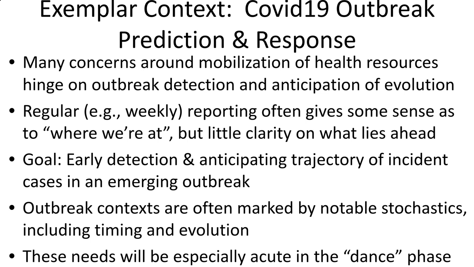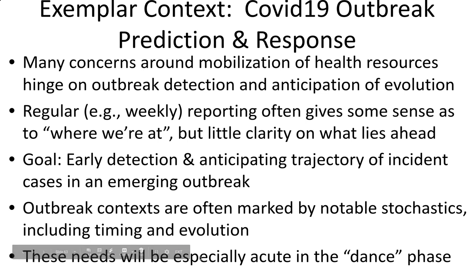There's many concerns about the need to plan and mobilize health resources reflective of the way that the outbreak will evolve. And whilst traditional reporting often gives some sense as to where we're at, it often provides little clarity on what lies ahead. The goal of this work is to really enable early anticipation of the trajectory of incident cases and indeed of acute care utilization, likely in an emerging outbreak, in light of the markedly evolving character of the epidemic and notable stochastics.